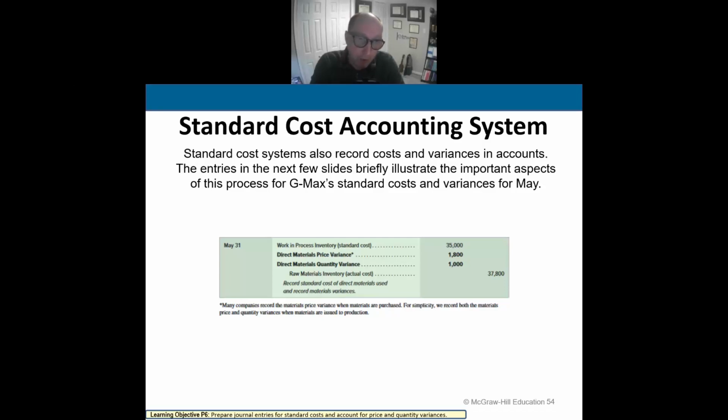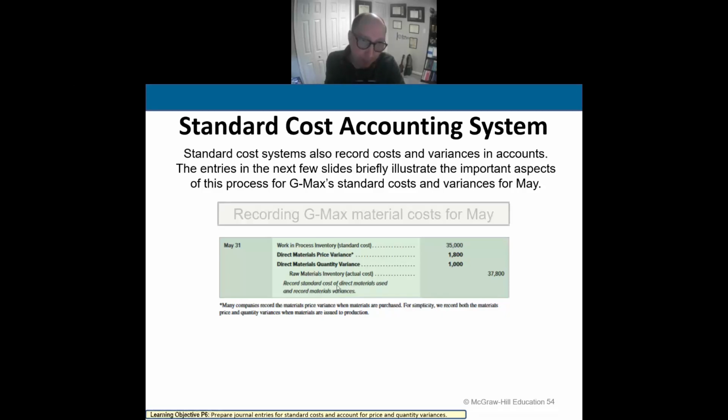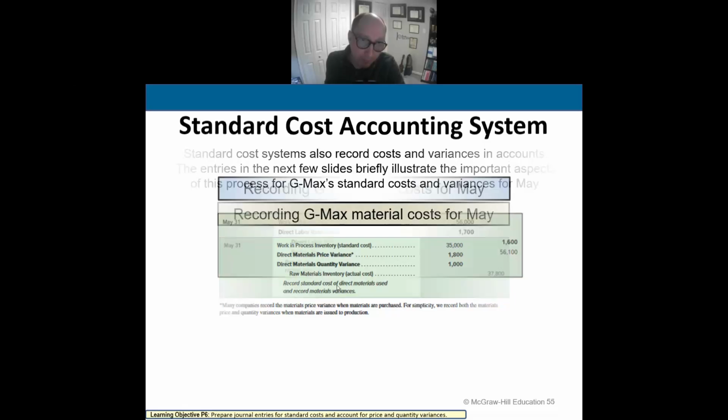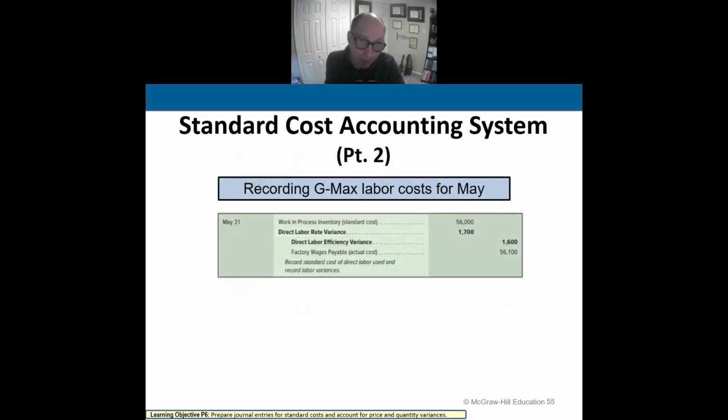And so this is an example of one of those adjusting journal entries that we would make at the end of the month to record those variances. Here's another example of recording those variances.